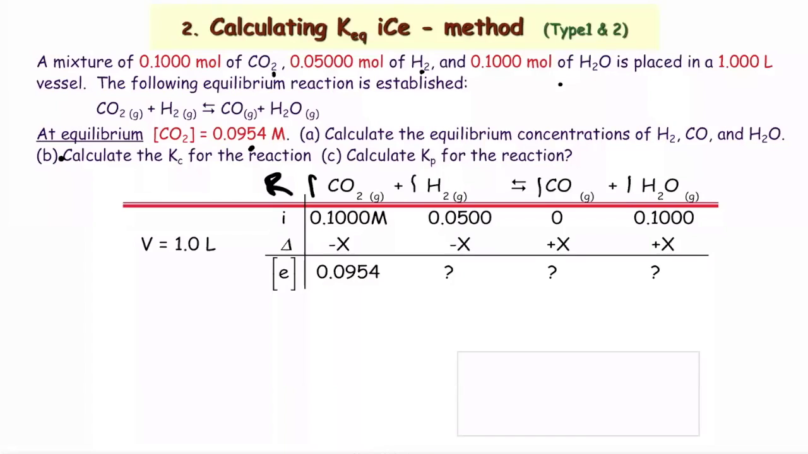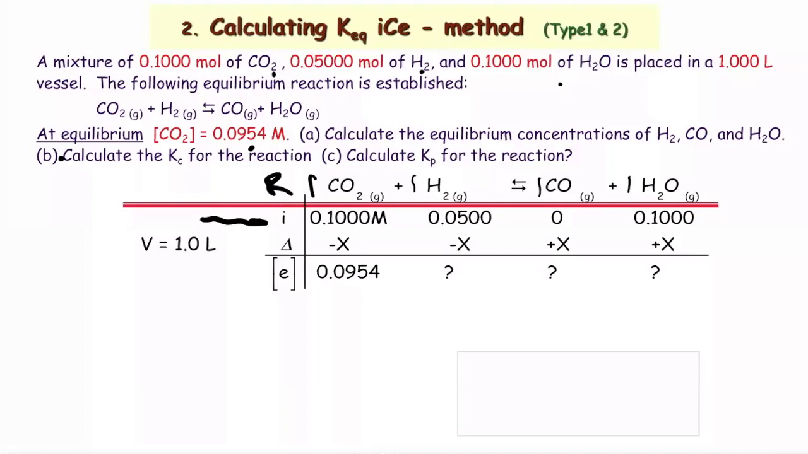The initial is right here because when they tell you it's a mixture of, and that's hard to sort of grasp, that's your starting point. That's what you have when you're given this reaction. So you put that in the initial line: 0.10 molar CO2, 0.05 moles, not molar, moles of hydrogen, and 0.10 moles of water. And they don't mention carbon monoxide. If they don't mention it, assume it's zero, okay?